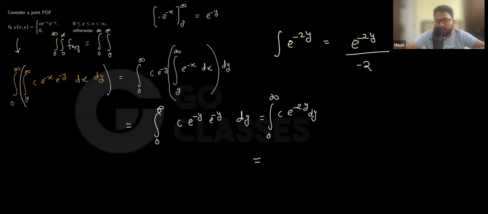So you can take this c by minus 2 outside, and then 0 to infinity e power minus 2y. So these are the limits. Now if you put the infinity, then it is 0 minus, if you put the 0, it will be 1. So 0 minus 1 is minus 1. So ultimately it will be c by 2 only, right?